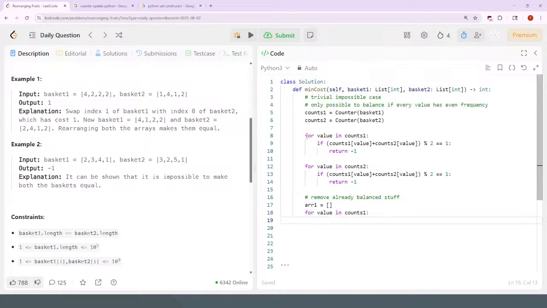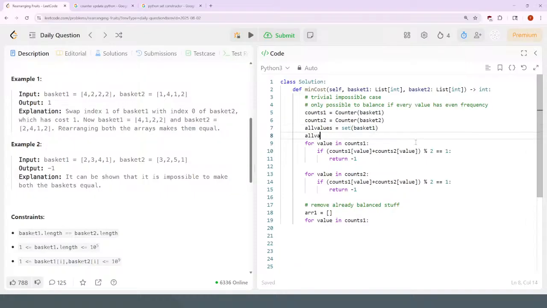Maybe I really do need all the values in one set. Okay. Because it's easier to just go through all the values in one set and then not have to worry about two for loops here. All right.